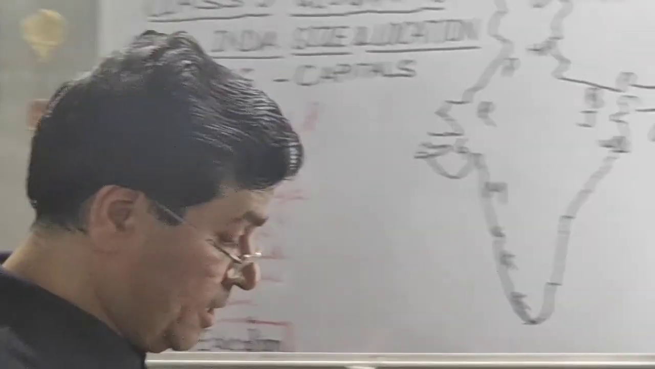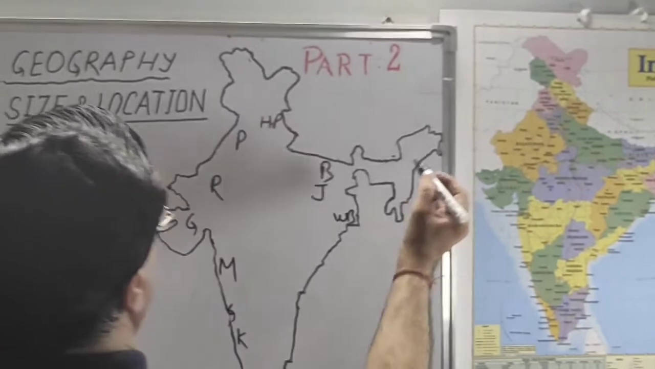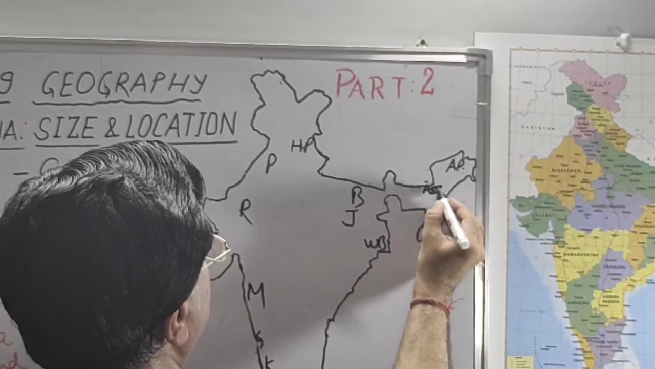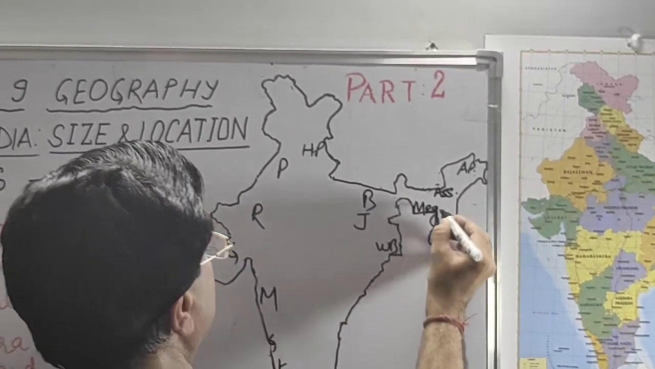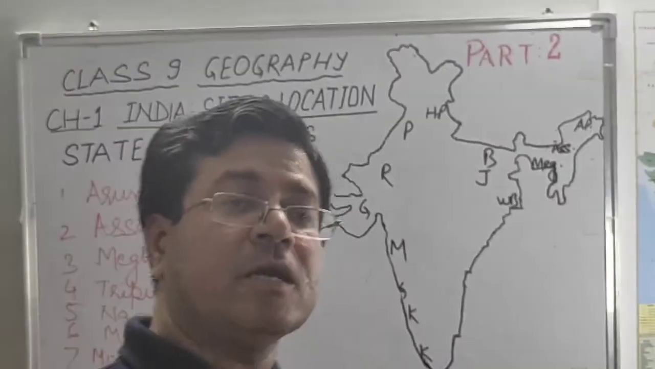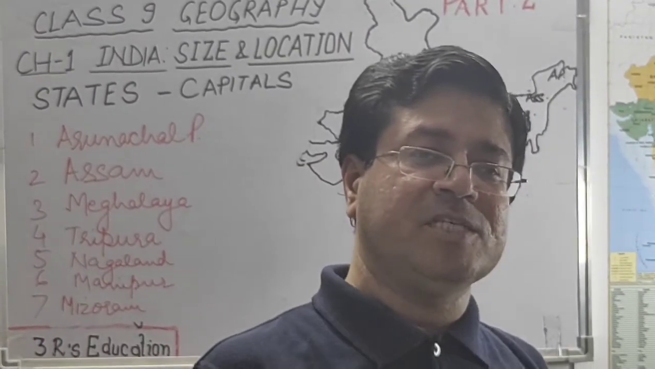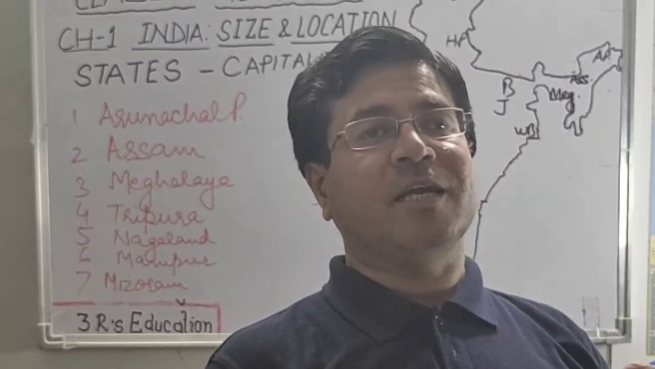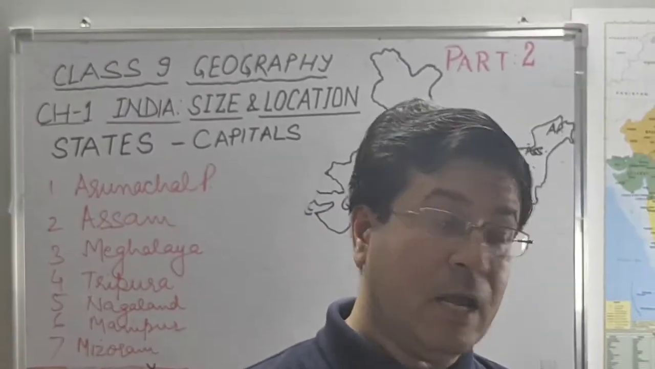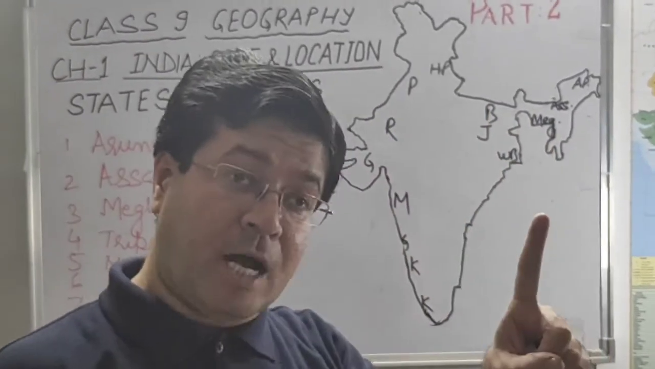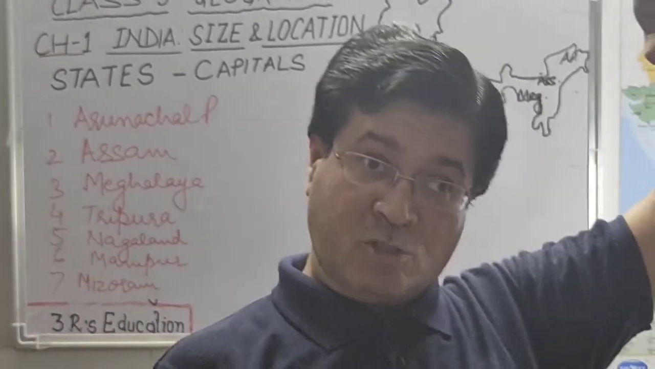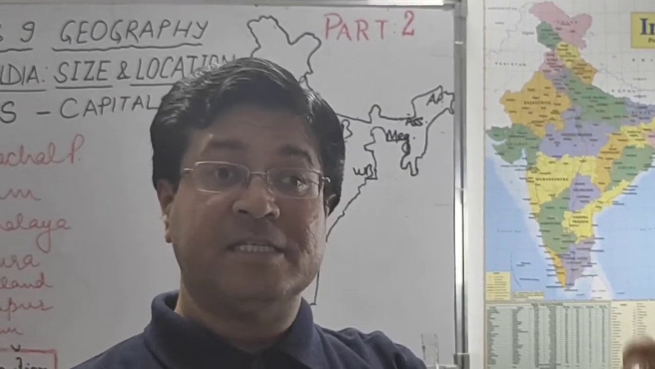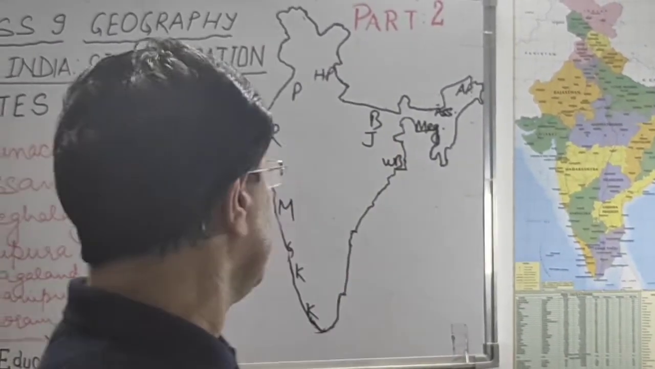Now we'll locate these states on the map of India. This is Arunachal Pradesh. Then we have Assam here. Then we have Meghalaya. Megh means clouds, and Meghalaya is the state which receives the highest rainfall in the country, more than 400 centimeter average annual rainfall. In Meghalaya we have Mawsynram, located on top of the Khasi Hills, which receives the heaviest rainfall in the world, 1080 centimeter. In the climate topic we'll discuss that in detail.